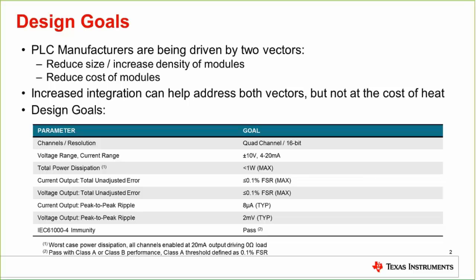Moreover, the results from IEC 61000-4 are graded in classes, and we certainly don't want to see Class C or Class D results. We'll accept Class B, but really we're targeting Class A. And Class A performance gets to be defined by the manufacturer or designer. So in this case, since we're setting total unadjusted error goals of 0.1% full-scale range, we'll go ahead and define Class A as the same as 0.1% FSR.